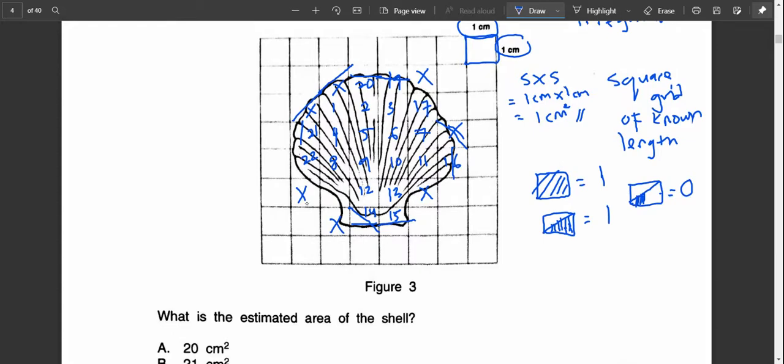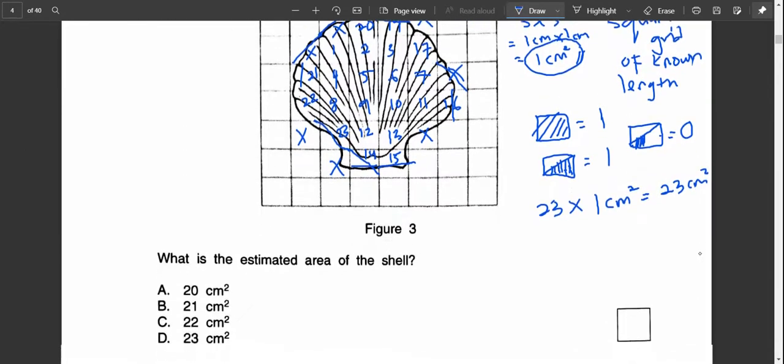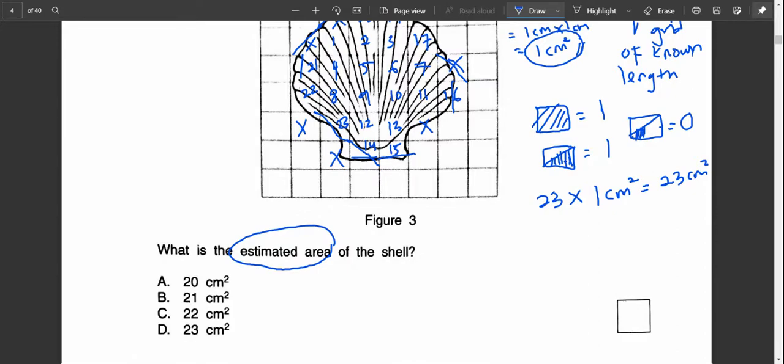So this one is also odd. Oh, I forgot about this one. So that one is 23. So you have found the number of boxes for 1 square centimeter. Then 23 boxes times 1 square centimeter, you get 23 square centimeter. Therefore, it's an estimated area. It's not 100% accurate, so you just estimate it. Therefore, the answer is D, 23 square centimeter.